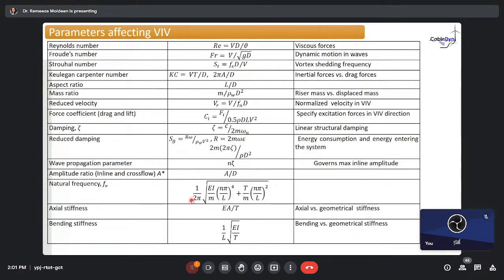Then the other three properties, that is the natural frequency of the structure, the axial stiffness, and the bending stiffness. So these also come into the picture, and we have to see how this stiffness has to be managed in such a wave condition.